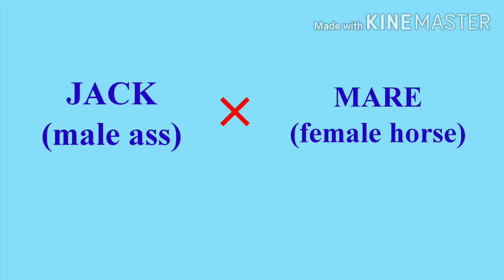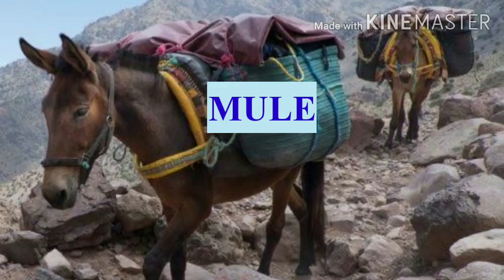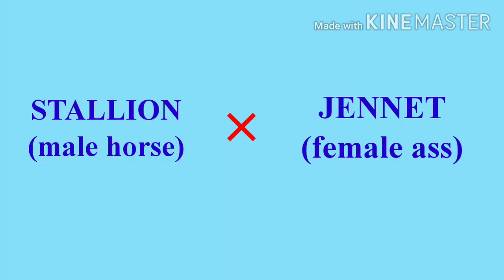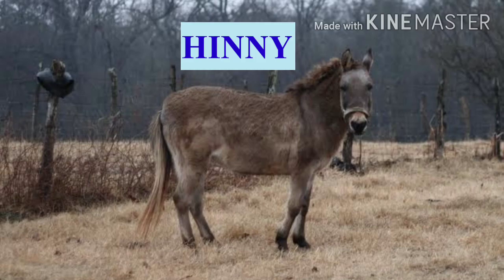First is cross between jack, that is male ass, and mare, that is female horse, is known as mule. And second is cross between stallion, that is male horse, and jennet, that is female ass, is known as hinny.